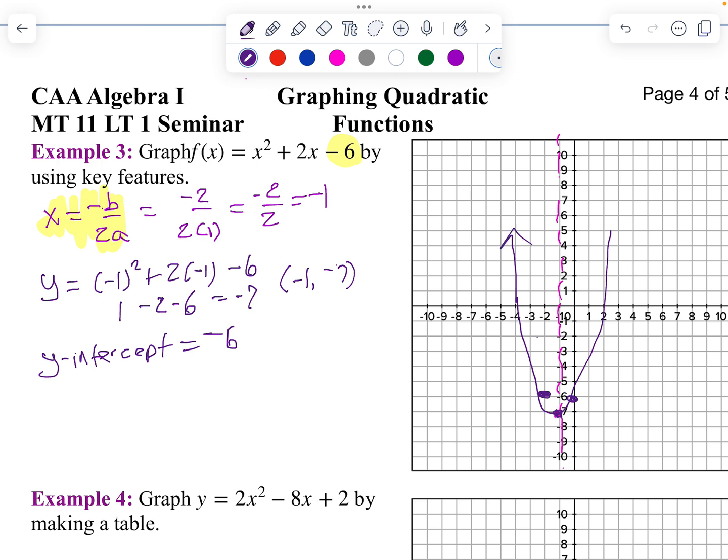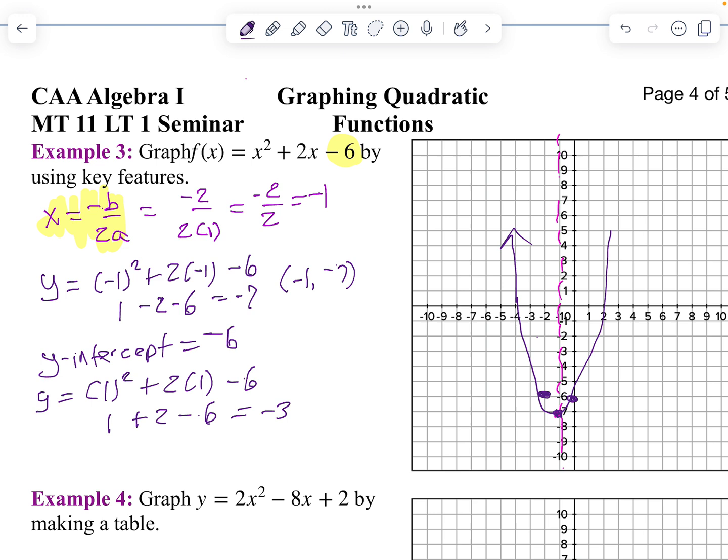Now, if you don't trust yourself, I don't trust myself, maybe I'll put another point in here. Let's put in 1. So we'll go 1 squared plus 2 times 1 minus 6. So it'll be 1 plus 2 minus 6, which would be negative 3, won't it? So my third point is going to be at 1 and negative 3, which I did a pretty good job of estimating. And now you can definitely see we're on the right track. That's using the key features.